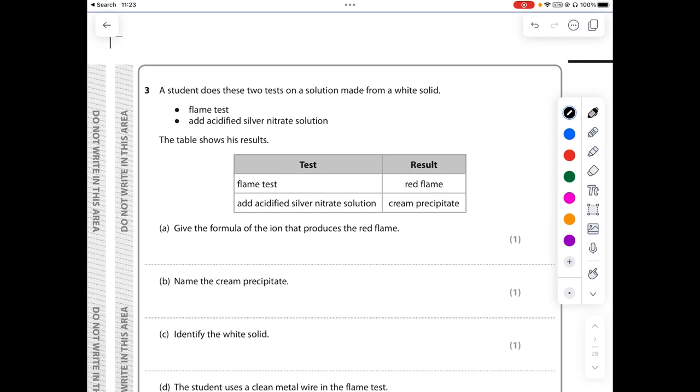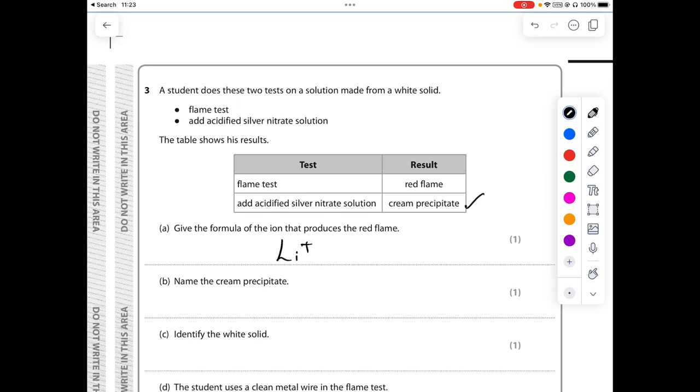Question number 3. A student does these two tests on sodium solution made from a white solid. Flame test, and added acidified silver nitrate solution. The table shows his result. Give the formula for the ion that produces the red flame. So we know that we need to remember lithium produces red flame. So Li plus.